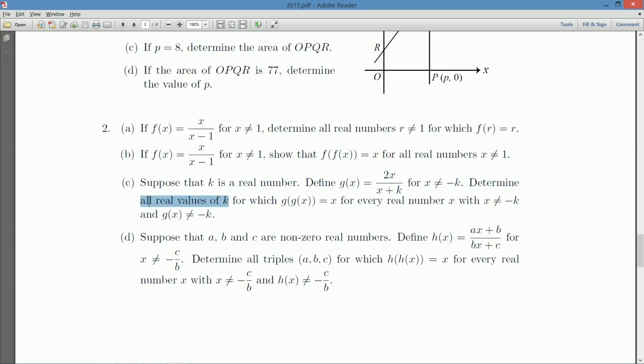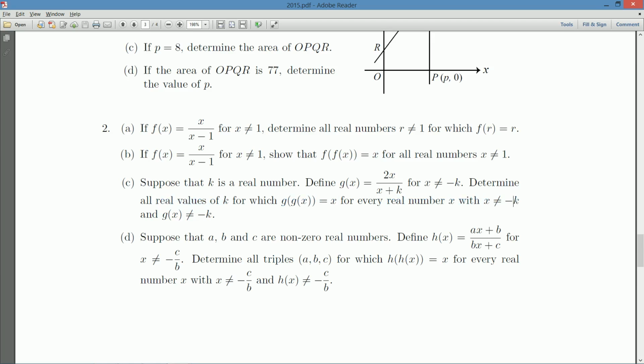Determine all real values for k. So we sort of have a family of different possibilities. Depending on what k we choose, we get a different g of x. We're asked to determine all real values of k for which g of g of x is equal to x for every real number x with x not equal to negative k, and g of x not equal to negative k. Okay, all right.